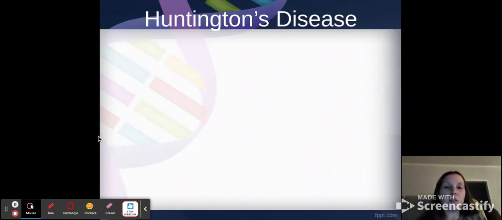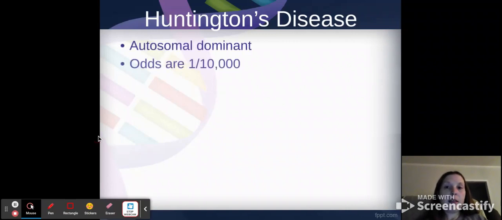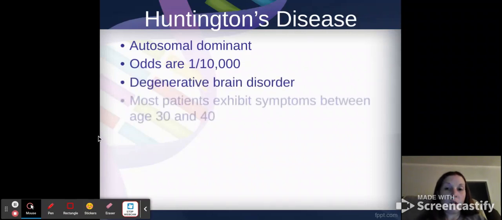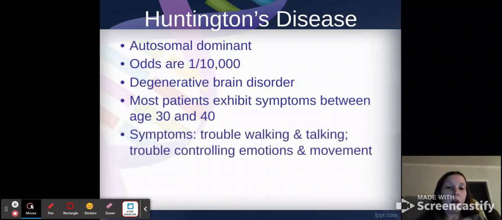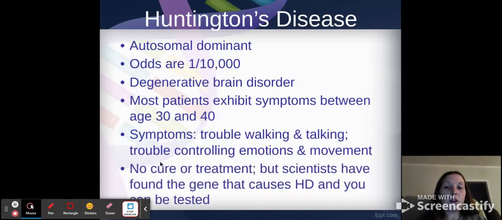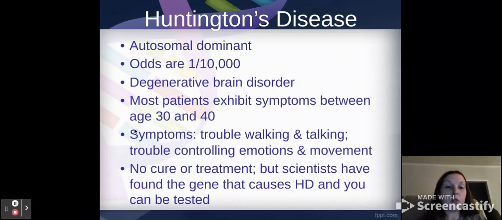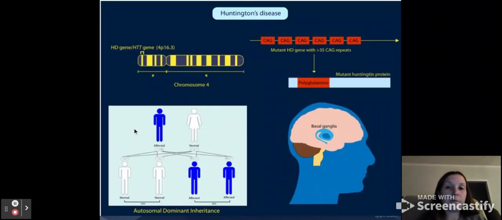Now let's talk about our autosomal dominant diseases. We have Huntington's disease, and this affects 1 in 10,000 normally. It's a degenerative brain disorder, and most patients will exhibit symptoms between ages 30 and 40, and those symptoms are starting to lose your motor functions very easily, so trouble walking and talking, controlling emotions, movement, things like that. There's no cure or treatment, but scientists have found the gene that causes Huntington's, so you can be tested for it early.